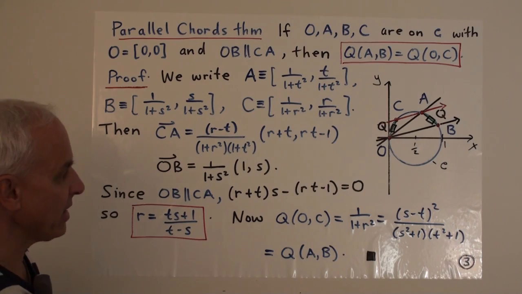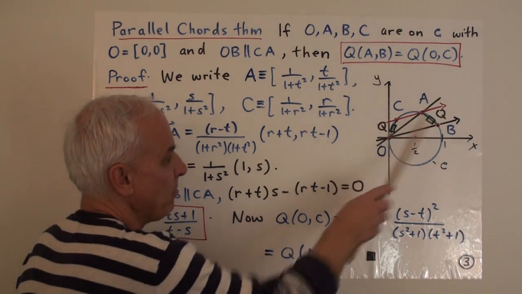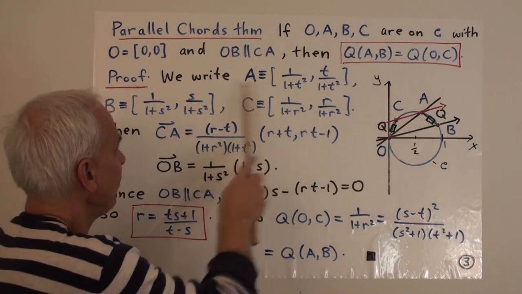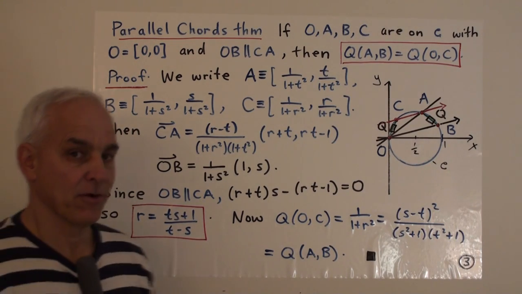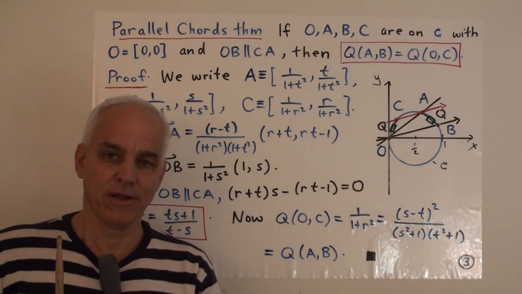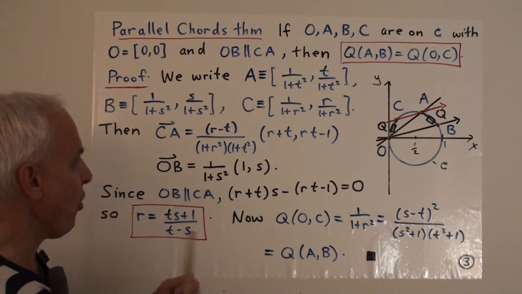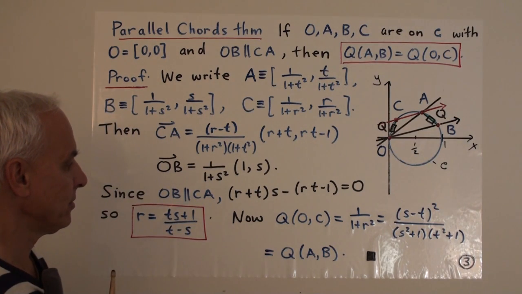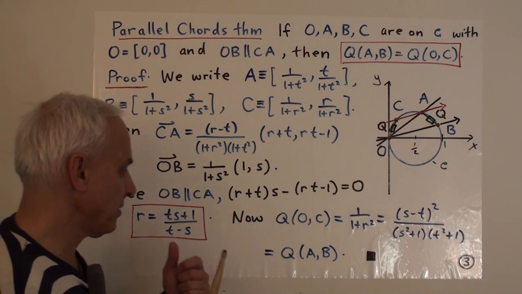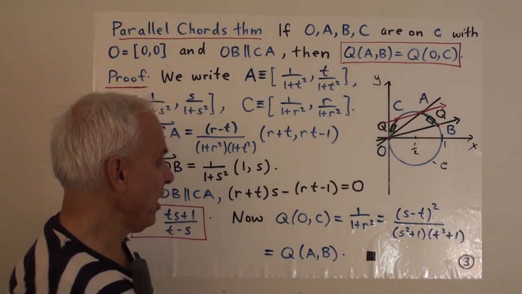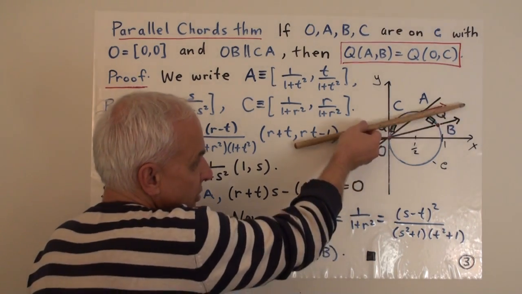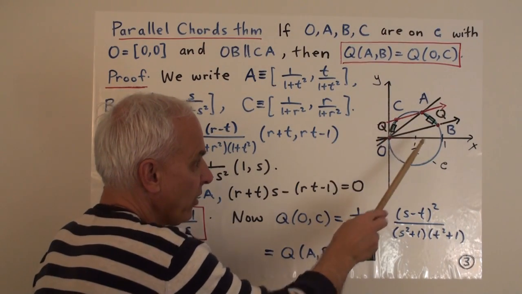And that's the same thing as the quadrance between A and B, the quadrance between these 2 points. It's another formula that we established in our last video, or the one before it. The quadrance of 2 points on this core circle. So we've calculated by computation that yes, indeed, if these 2 lines are parallel, then this quadrance here equals this quadrance there.